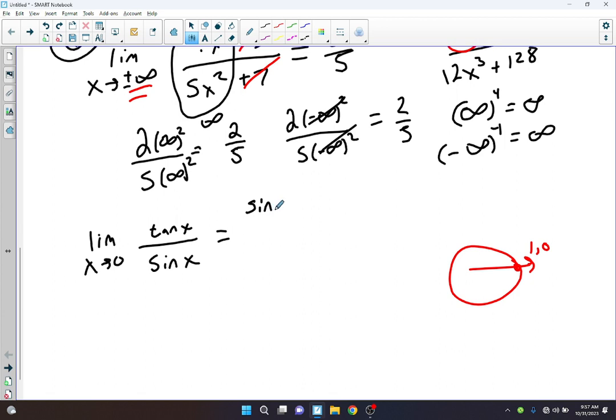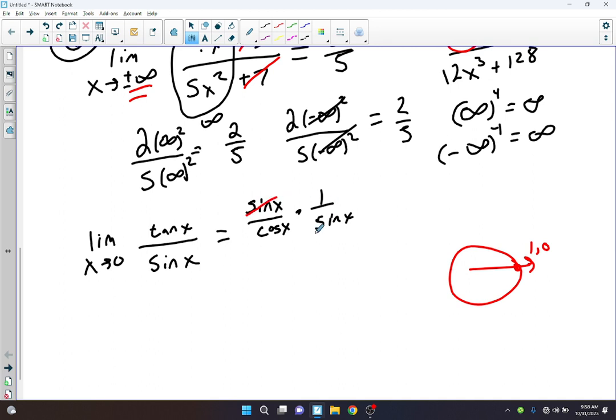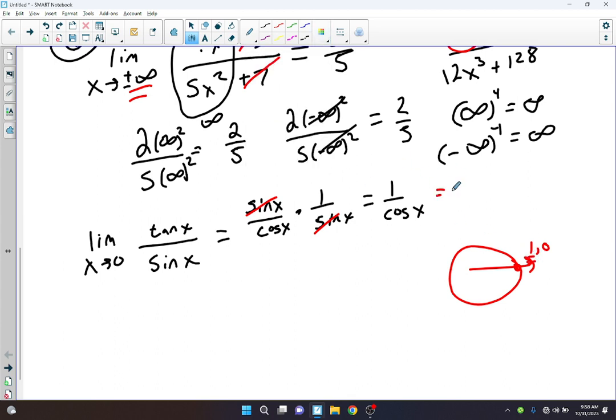Sine x over cosine x divided by sine x, which you could rewrite as sine x times 1 over sine x. I'm moving this one over here. Oh, but wait a second. If that's the 1 over sine x, we could cross these out, so all we're left with is 1 over cosine x. If I plug in a 0 now, cosine of 0 is the x value. So it's going to be 1 over 1, or 1 overall.